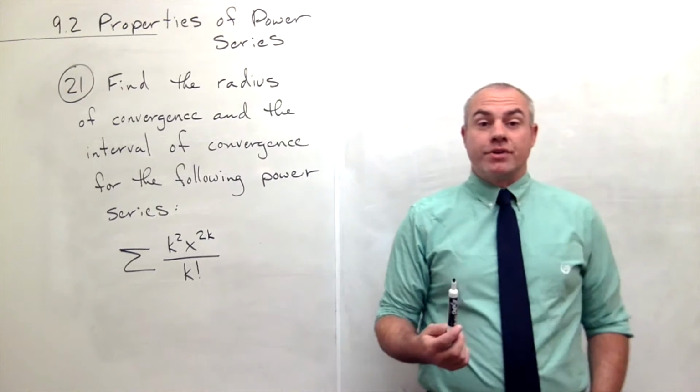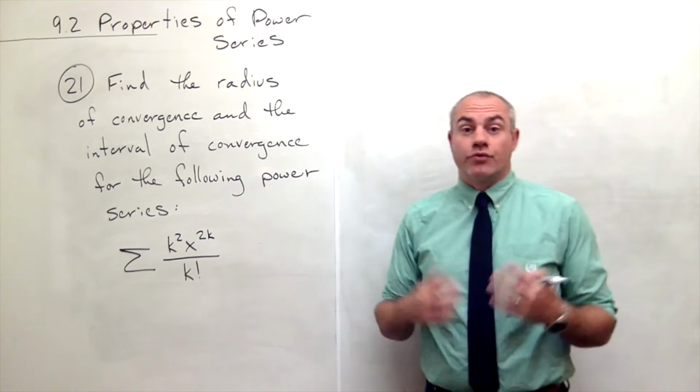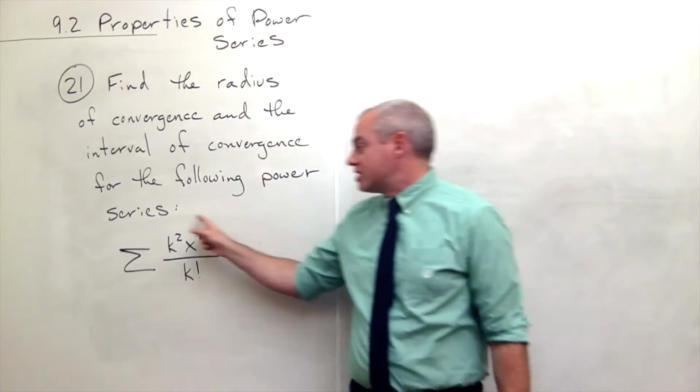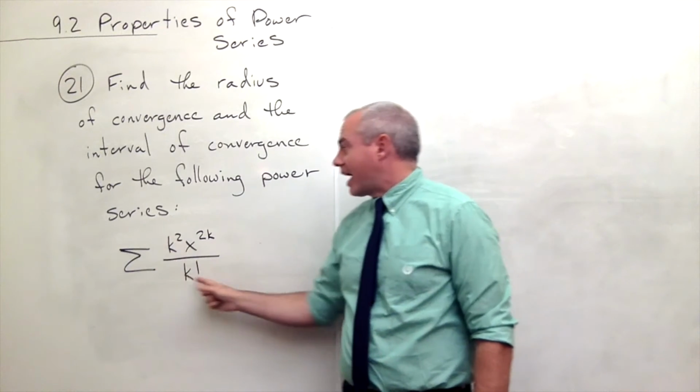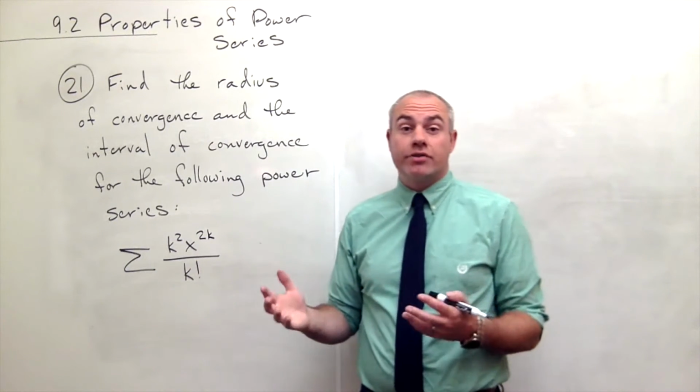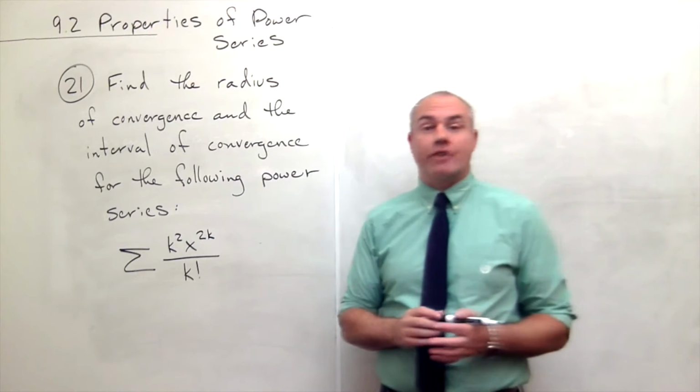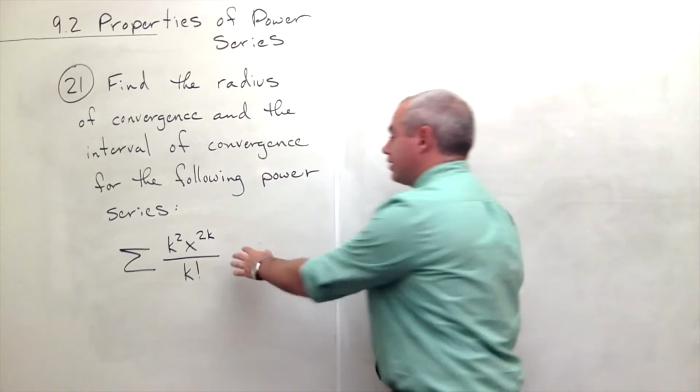And what we want to do here is use the ratio test to help us figure out for what values of x this thing converges and what values of x it diverges. So we're going to use the ratio test.